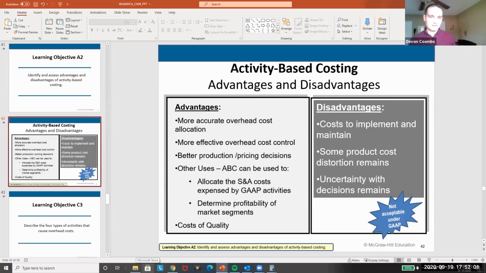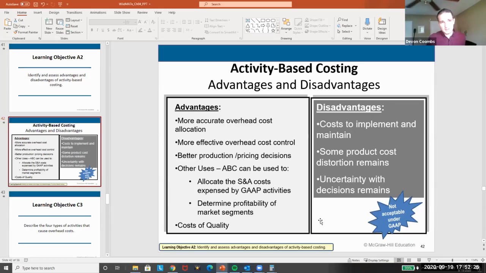Other uses: it's really a method of allocation. So anytime we're making an estimate for selling and administrative costs, SG&A, and determining profitability of market segments, activity-based costing is going to be our best method. And the best ones I've seen have used statistical regression models to determine the line of best fit and really build a good indicator of what is driving the cost of the business.